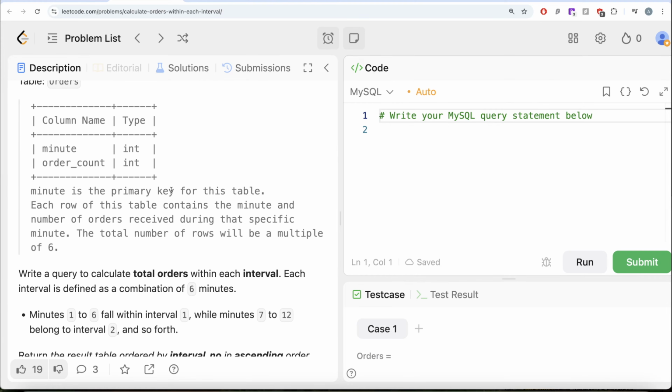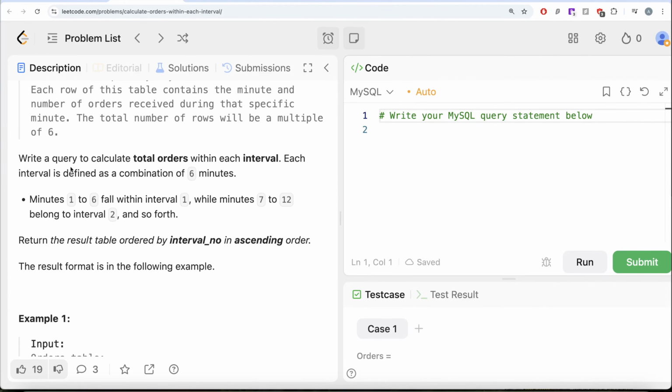minute being the primary key for this table. Each row of this table contains the minute and number of orders received during that specific minute. The total number of rows will be a multiple of 6. We are asked to write a query to calculate total orders within each interval.